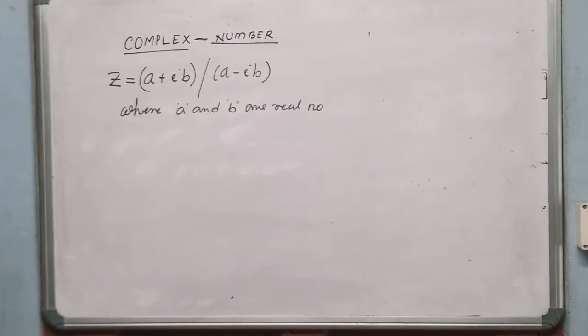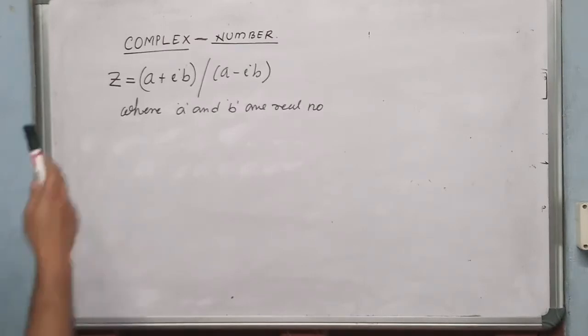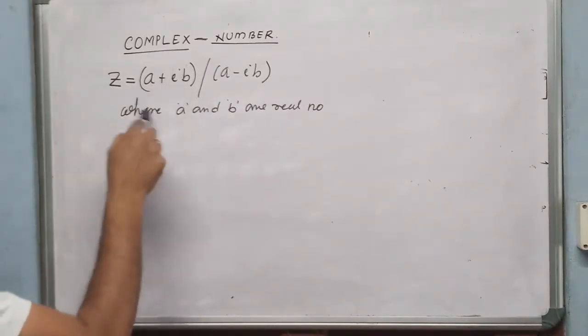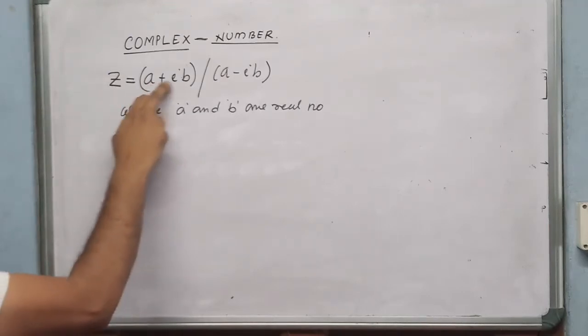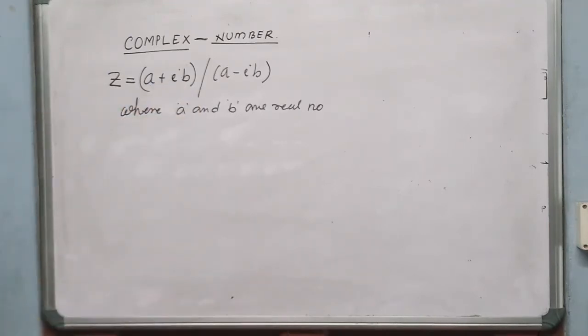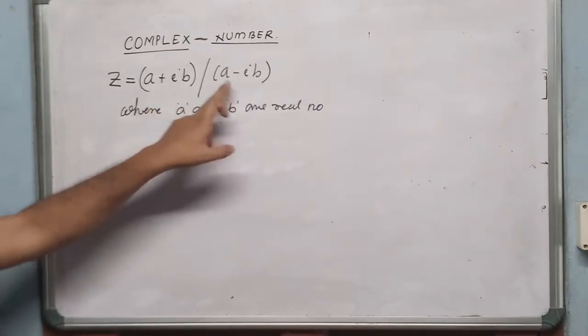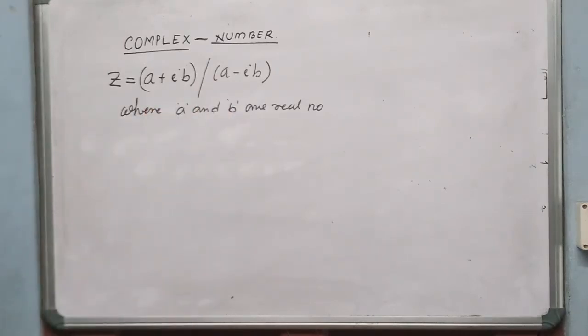Now the definition of a complex number: a number containing an imaginary number like I, together with real numbers. Real means the real number system. If I is there, attached with some real number, it is a complex number. And this is the general form of a complex number. Next we'll discuss the properties of complex numbers.